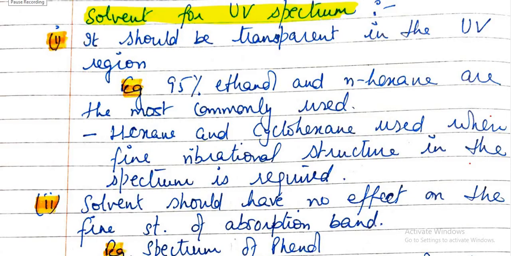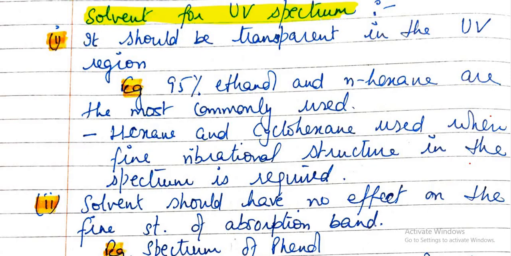Good morning, students. We have already done UV spectroscopy: the instrument, the principle of UV spectroscopy, then its instrumentation, then the type of bands or signals we get in a UV spectrum. Now, what type of solvents must be used in UV spectroscopy?